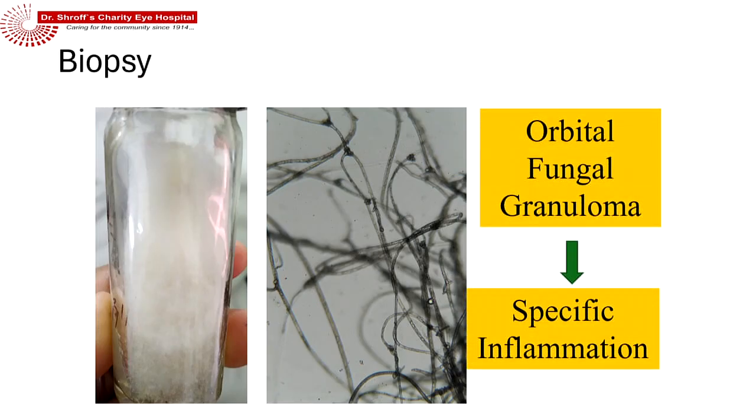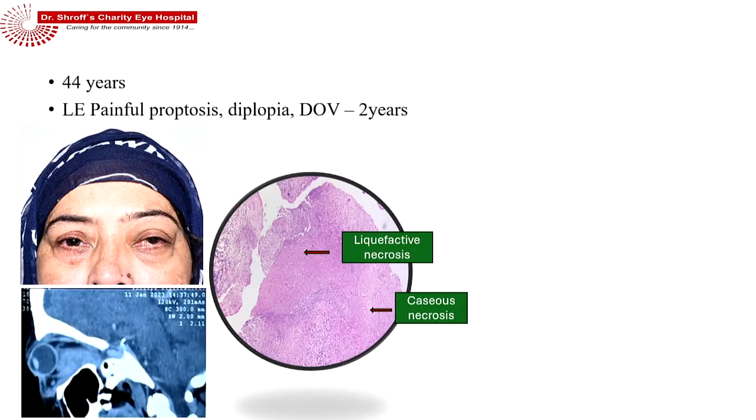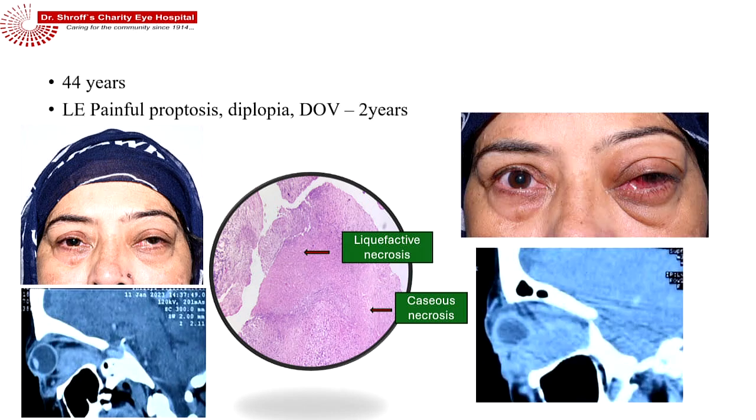So what we do next is we do a biopsy and we find fungal granuloma. We have been talking about the fungal infection. So this is a fungal infection of the orbit which presents as an inflammatory pathology. Similar pathology is another young lady, who comes with some signs of inflammation of the orbit.